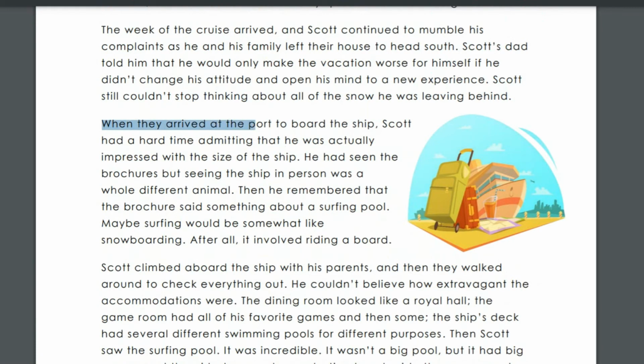When they arrived at the port to board the ship, Scott had a hard time admitting that he was actually impressed with the size of the ship. He had seen the brochures, but seeing the ship in person was a whole different animal. Then he remembered that the brochure said something about the surfing pool. Maybe surfing would be somewhat like snowboarding. After all, it involved riding on a board.